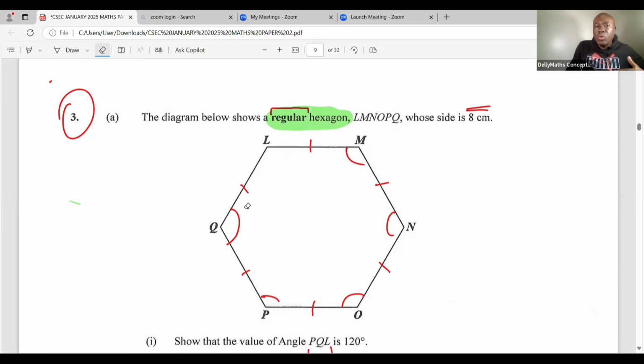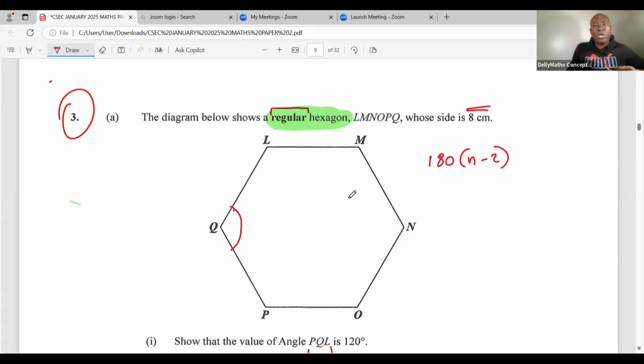So the bottom line is we want to know the total angles for this, and then we divide it up into 6 pieces. There are 2 ways you could go about this. The general formula suggests that 180 times n minus 2 can give us the total interior angle for any polygon. N refers to the number of sides. For example, it's going to be 180 times 6 minus 2. So it's 180 times 4, which is about 720.